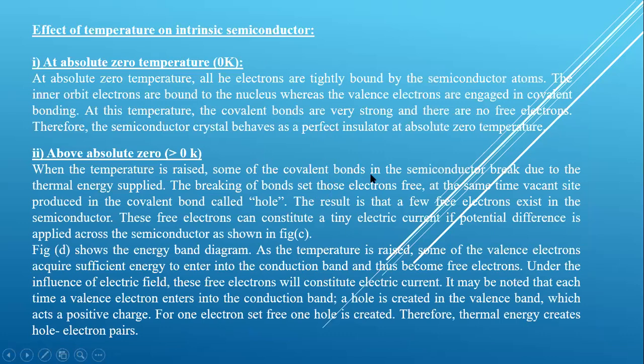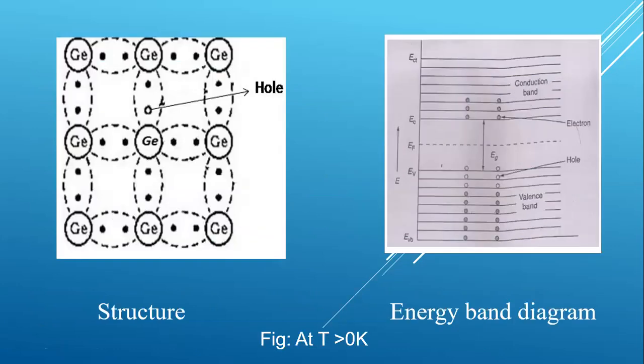And at higher temperature, one of the covalent bonds is broken. Therefore, one hole is created. So that we can see now. This is the higher temperature phenomenon. The covalent bond is there, but one of the covalent bonds is broken, and a single electron is created. So at higher temperature, one electron is available.